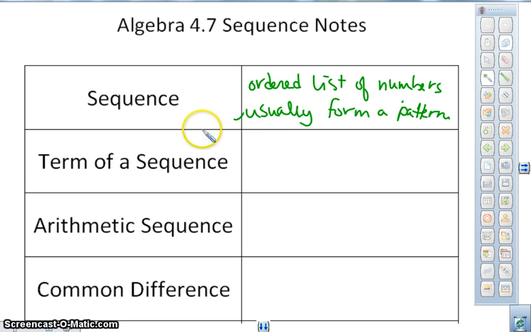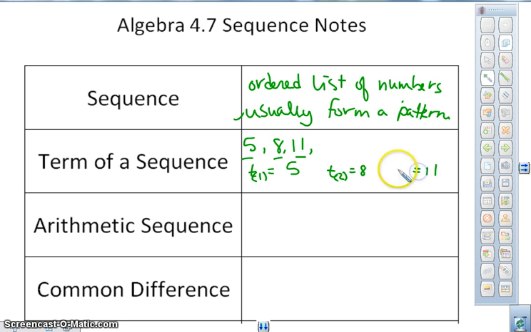The term of a sequence is each number in the list. So when you think of a term, it's the number in the list. So if I have this sequence that goes 5, 8, 11, T1, T sub 1, which just means term 1, is 5. What is T sub 2? Term 2 is 8. So the term in the sequence is just where that number falls in the sequence. 11 should be, so please tell me in your notes, 11 is equal to which term? And you will fill that in.